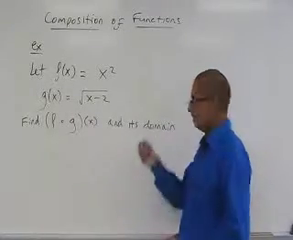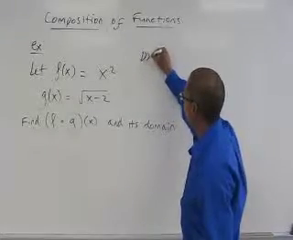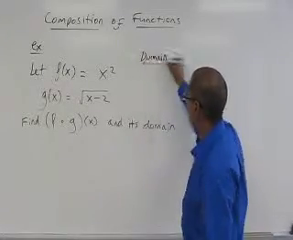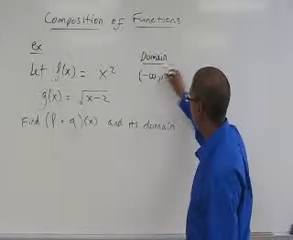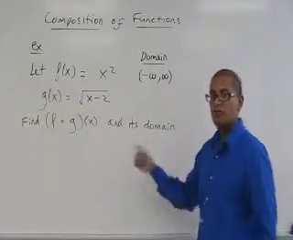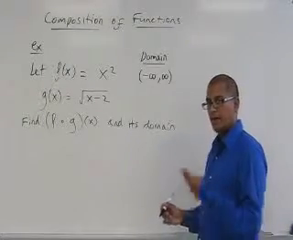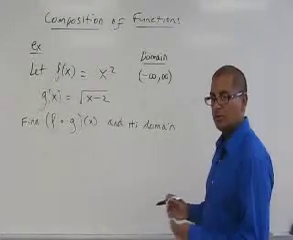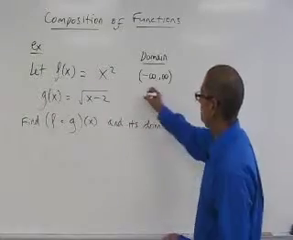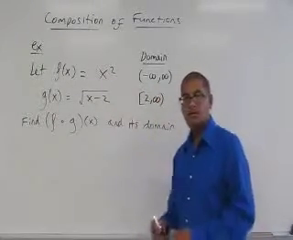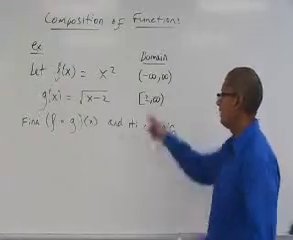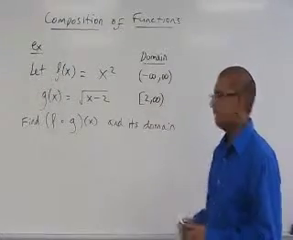So again, let's list the domain of the original functions. The domain of x squared is all reals, negative infinity to infinity. The domain of the square root of x minus 2, where you can't take the square root of negative numbers, is going to be 2 to infinity, because anything below 2, if we plug it in here, we get a negative number. So 2 to infinity, including 2. That's the domain of g of x.